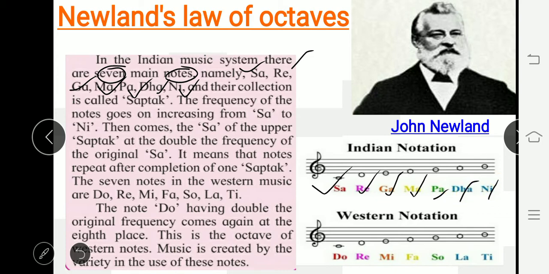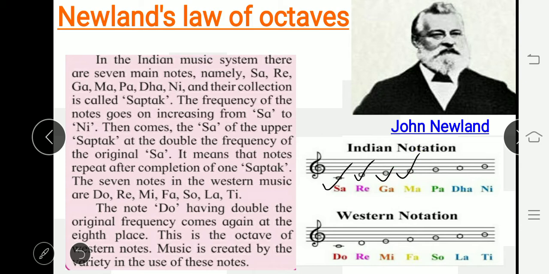In the same way, when we start from sa and move towards ni, from sa, re, ga, ma, pa, dha, ni, what happens? Frequency increases. When you reach from sa to re, the frequency is increased. Then ga, more increase. Ma, frequency is continuously increasing. Pa, dha, ni, students.